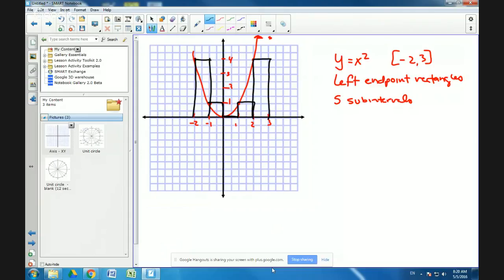Okay, let's do our math. How wide are these? Yeah, they're all 1 again. Thank you, Mr. Arthur. How tall is that? 4. It's x squared. -2 squared is 4. Then 1, 0, 1, 4. Yes, and this one you don't need because the rectangle's already covered that area.